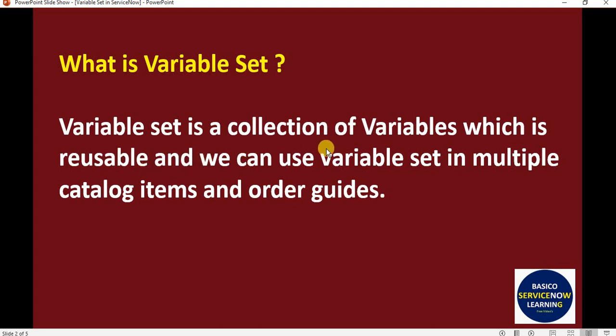So what is a variable set? Variable set is a collection of variables which is reusable, and we can use variable set in multiple catalog items and order guides. So later in this video you will come to know how we can use a variable set in multiple catalog items or in order guide, and how these variable sets are reusable. Okay, so let's see what all use cases we are going to implement today in this video.